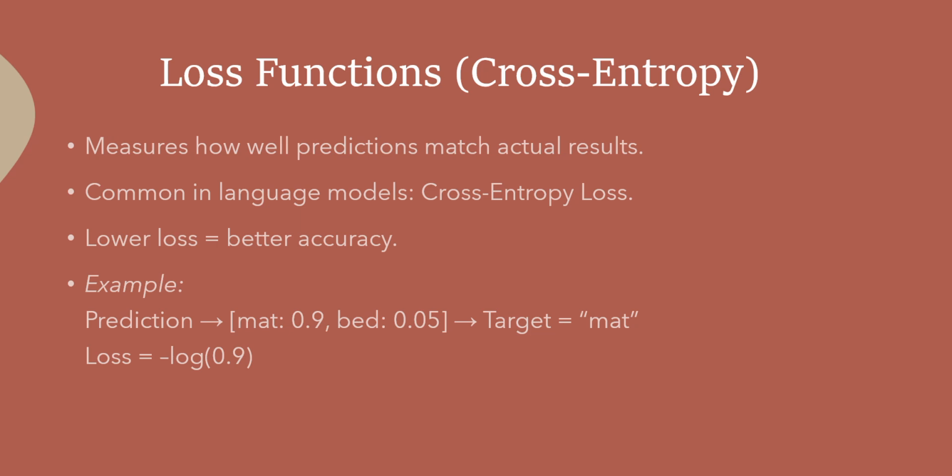For example, for the prediction the cat sat on the dash, the prediction might be mat, the target. Suppose the loss equals minus log of 0.9.